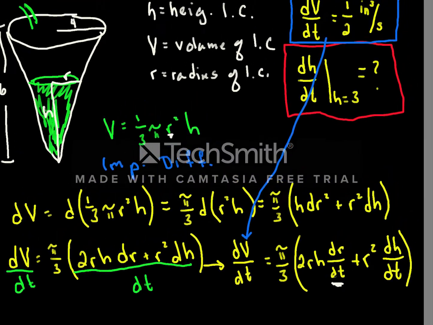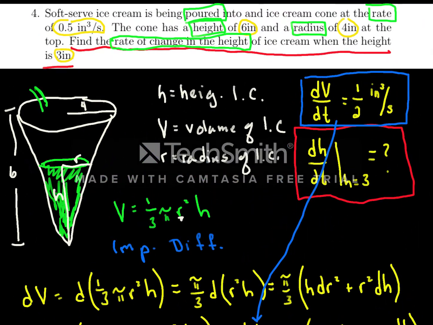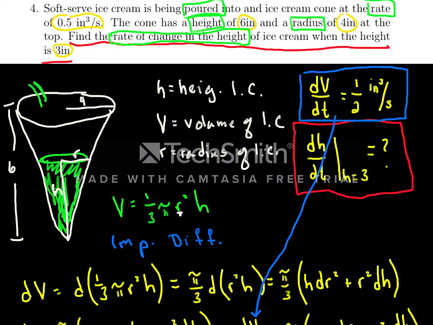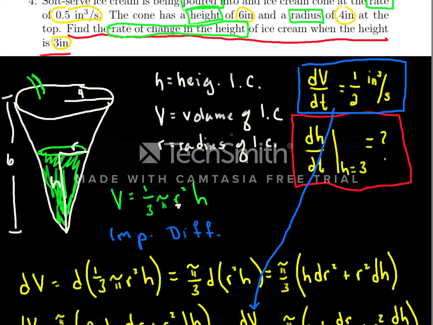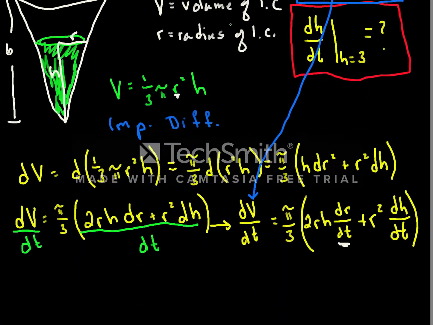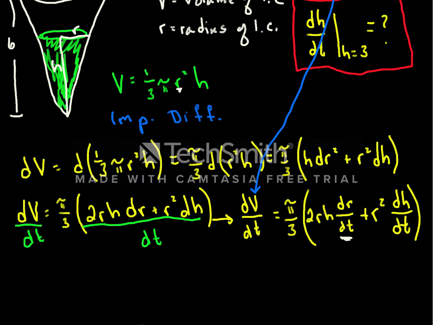If I come back to the problem, remember we didn't know anything about the radius. We're not told any information. We're just told the rate of change of volume. We don't know the rate of change of r. So this means that we need to backtrack a little bit, because we've gotten to a place where we've got this dr dt to mess with.